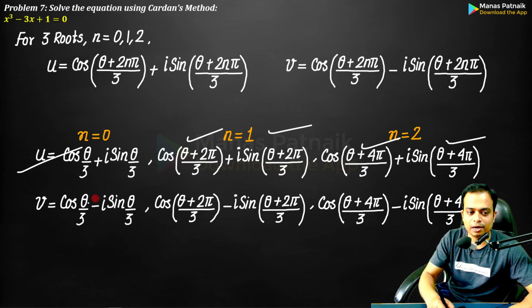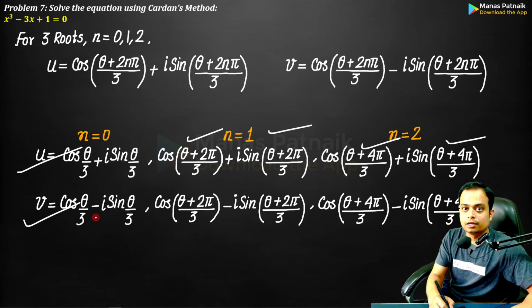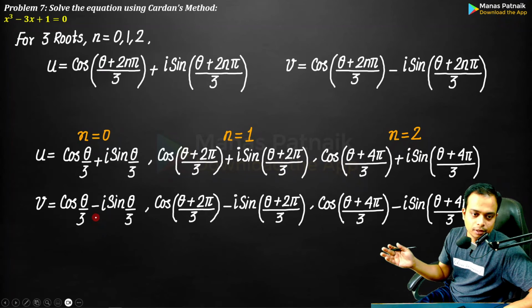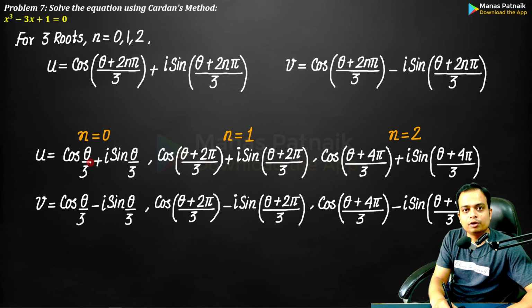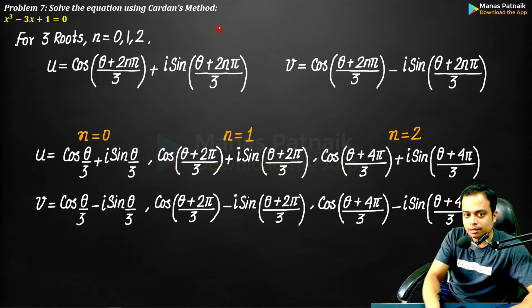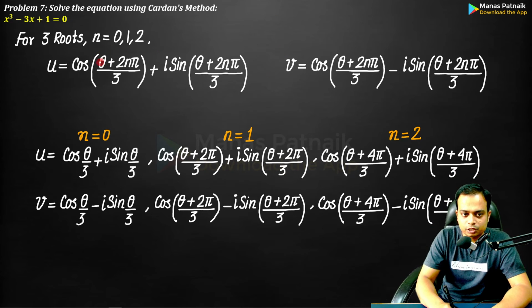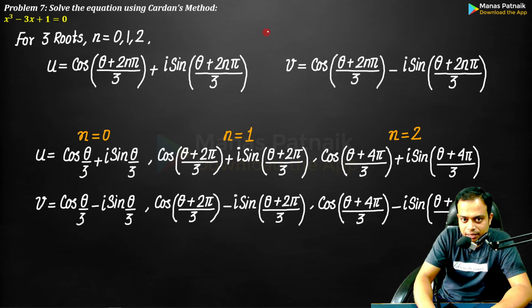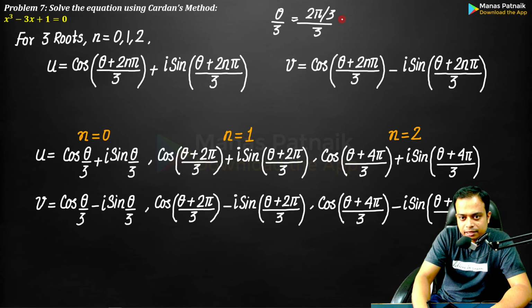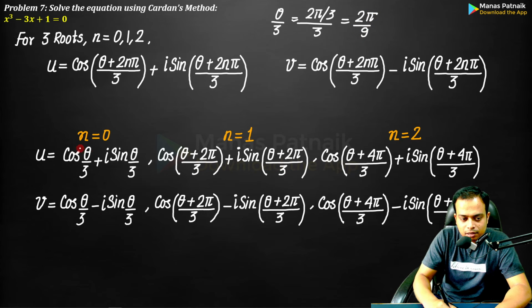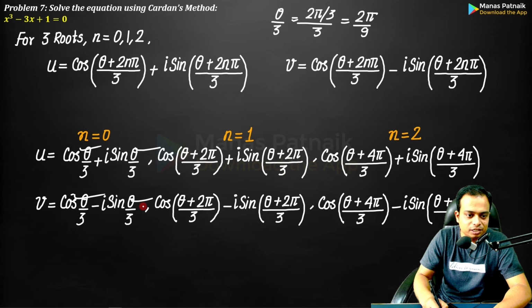These are all the values of u, these are all the values of v, corresponding to n equal to 0, 1 and 2. But sir, what about theta? We also calculated theta to be 2 pi over 3. Put the value. Theta by 3: 2 pi over 3 divided by 3 gives us 2 pi over 9, at all of these locations.